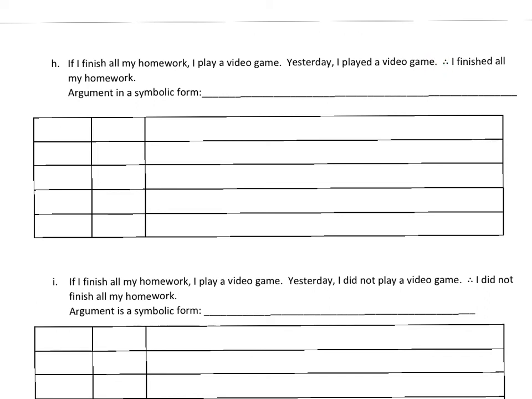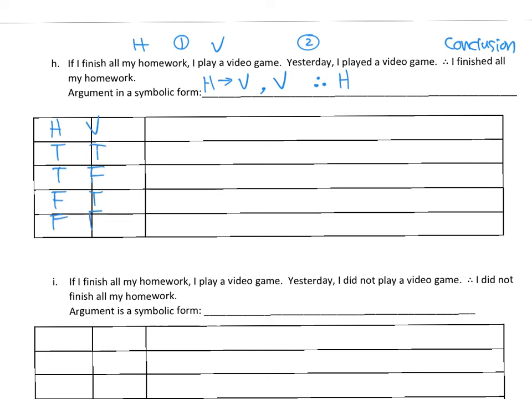So in symbolic form, same thing. The first statement is an if-then statement, so homework and then video. So homework implies video. That's premise 1. Premise 2 is yesterday I played video games, so V is premise 2. Conclusion, therefore, with the three dots: I finished all my homework, H. Start the same way. True, true, false, false. True, false, true, false. Okay, so this is premise 1, premise 2, and that's my conclusion.